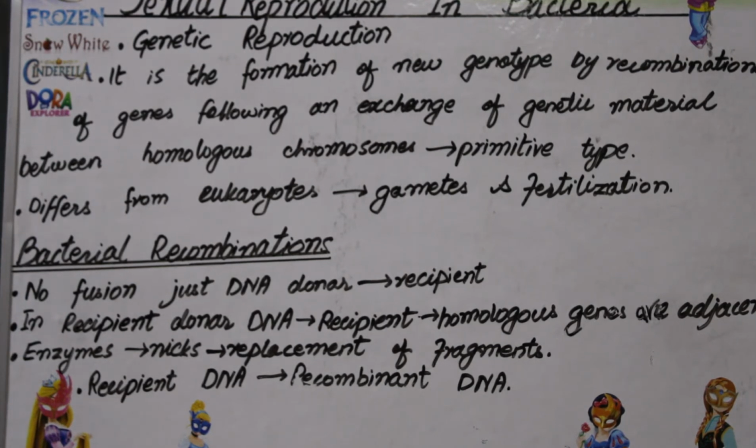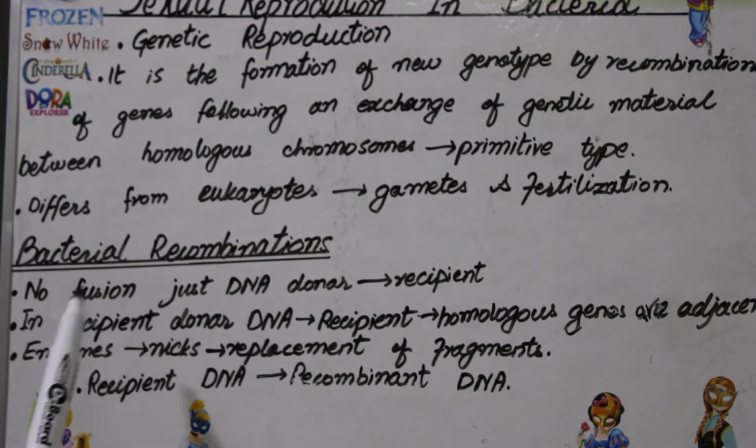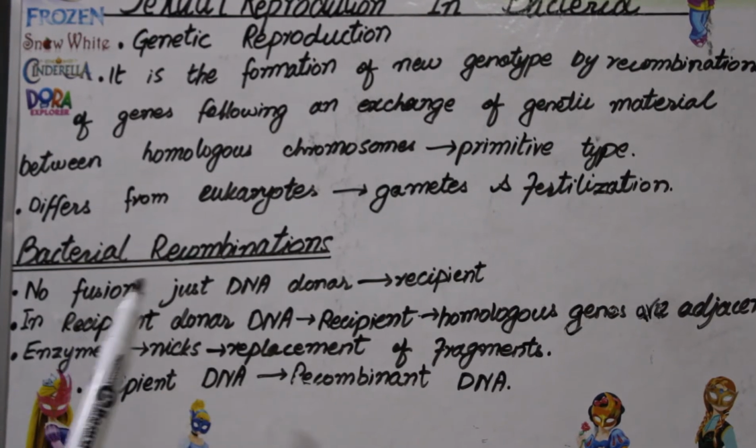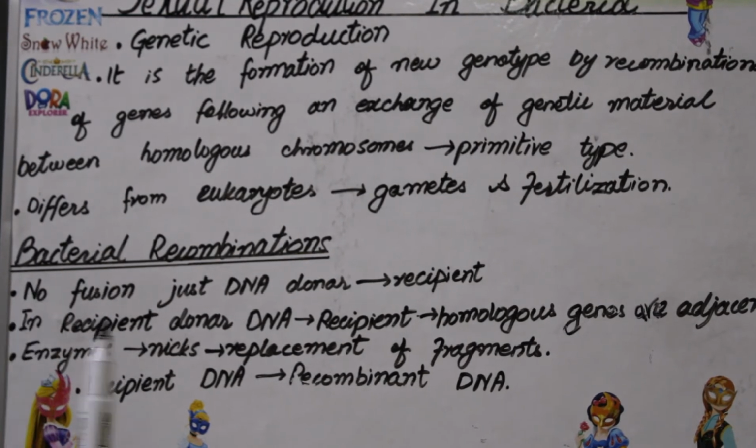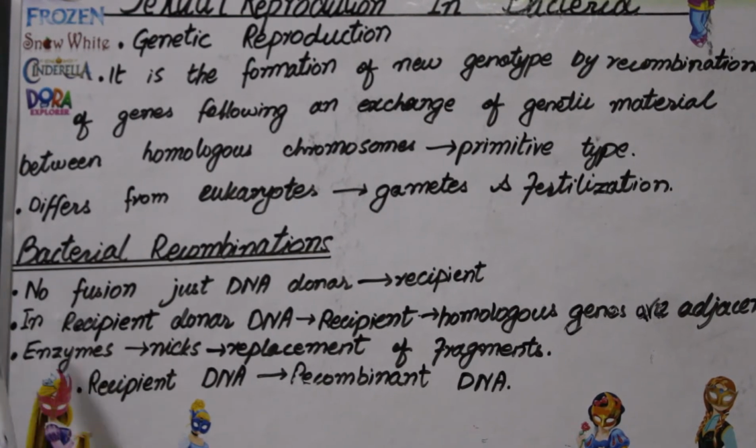Now let's have a look at the different types, and first, how bacterial recombination or bacterial reproduction takes place in the sexual style of reproduction. There is no fusion of the cells in the bacterial type of sexual reproduction. As we know, in eukaryotic cells the fusion of two cells takes place, but in this case there will be no fusion of the bacterial cells.